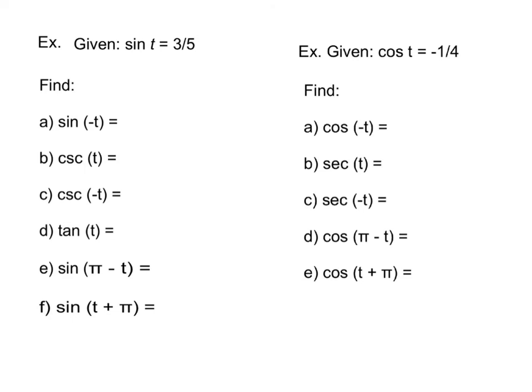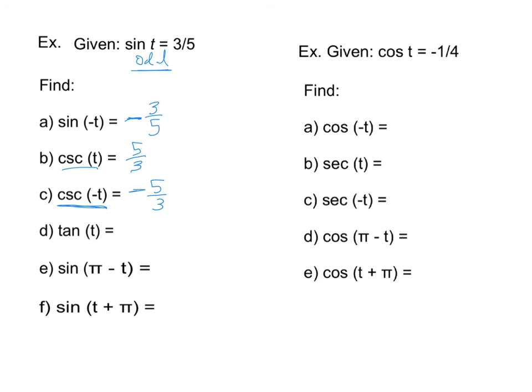All right, so sine, as you recall, sine is an odd function. All right, so the sine of negative t will be negative, whatever the ratio is for sine t, so negative 3/5. Cosecant is a reciprocal function of sine, right? Sign doesn't change, so this is going to be 5 over 3. Now cosecant uses sine to derive, so it's also odd. So this would be negative 5/3.